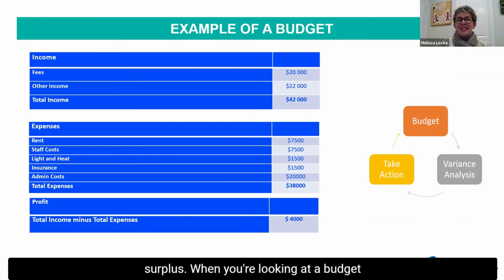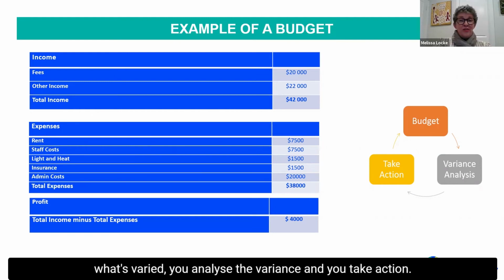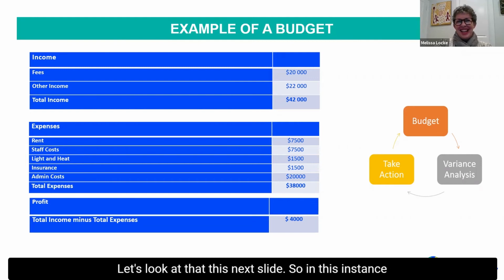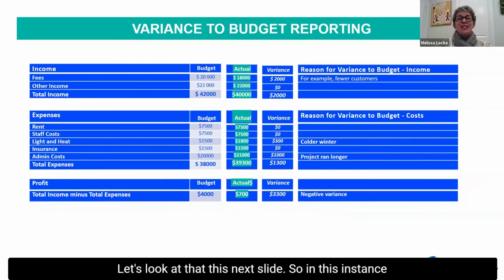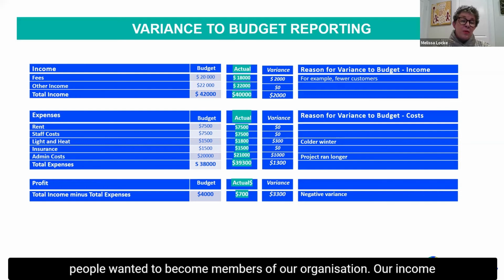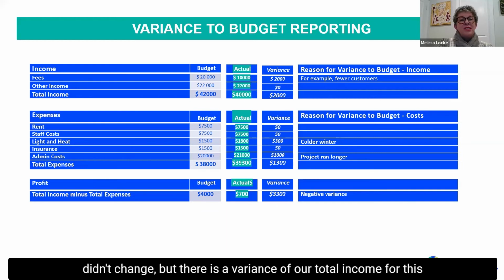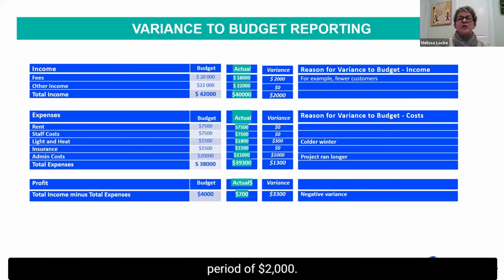When you're looking at a budget, you then have to see as you go along, whether you review it monthly or quarterly or 6 monthly, what's varied. You analyse the variance and you take action. Let's look at this next slide. So in this instance, we see that perhaps the fees were reduced by $2,000. There were fewer customers or fewer people wanted to become members of our organisation. Our income from our professional development activity didn't change, but there is a variance of our total income for this period of $2,000.